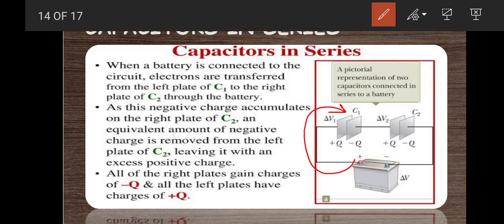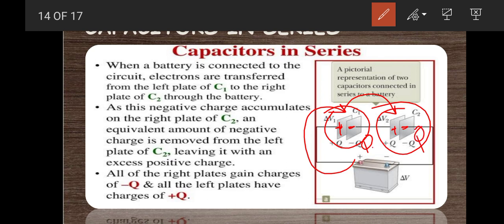Some potential is lost here to store the charge on this capacitor. This plate has positive charge and this plate has the same amount of negative charge due to electrostatic induction. If this plate is negative, because electrons are accumulated here, then this is positive. Then some voltage is dropped here to store the charge on the second capacitor, but the amount of charge present on this capacitor, represented by Q, will also be on the second.